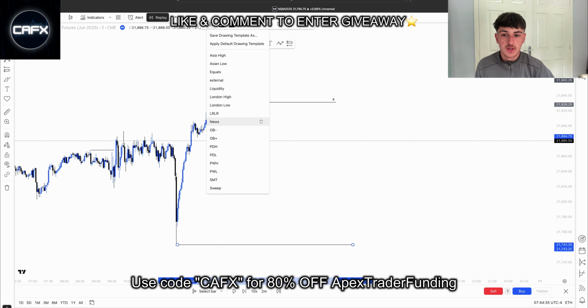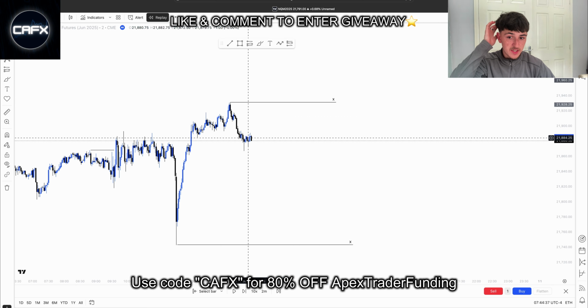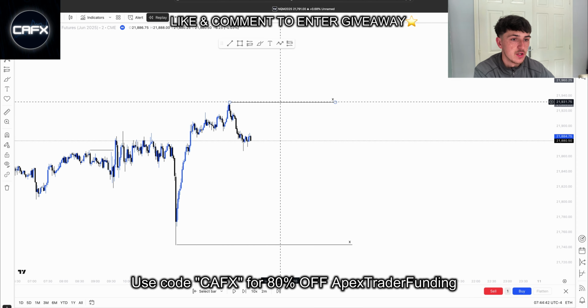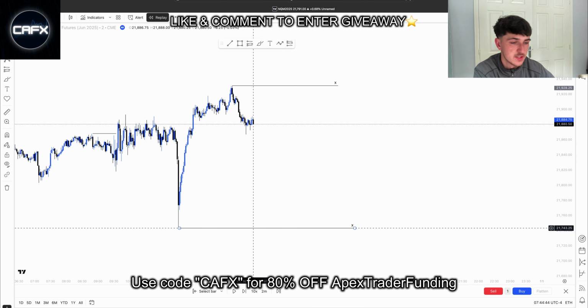So here you can see I've marked out the high and the low of this range, and price is just in between. So if we're going to be taking longs, then we're going to be targeting this external high, and if we're looking for shorts, then we're going to be targeting this external low.